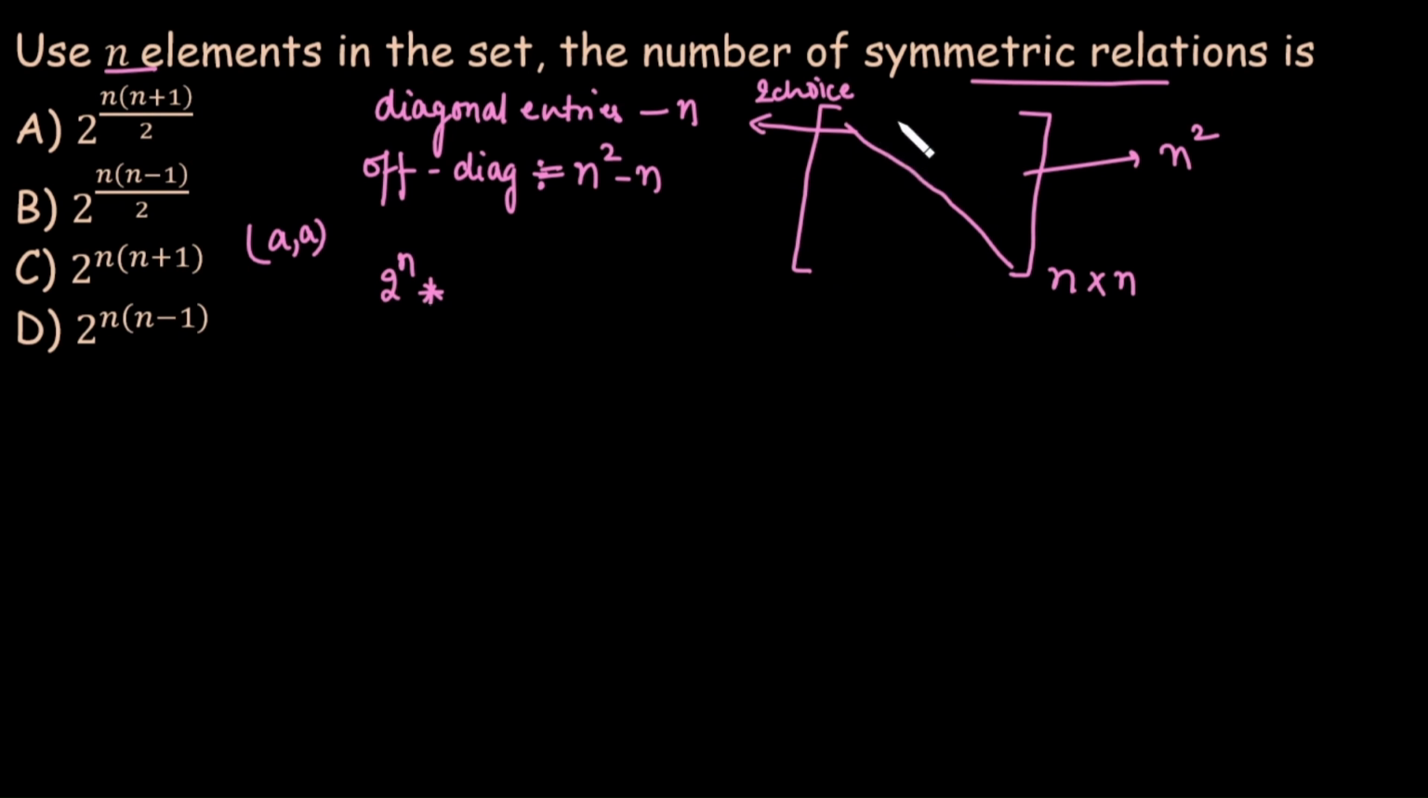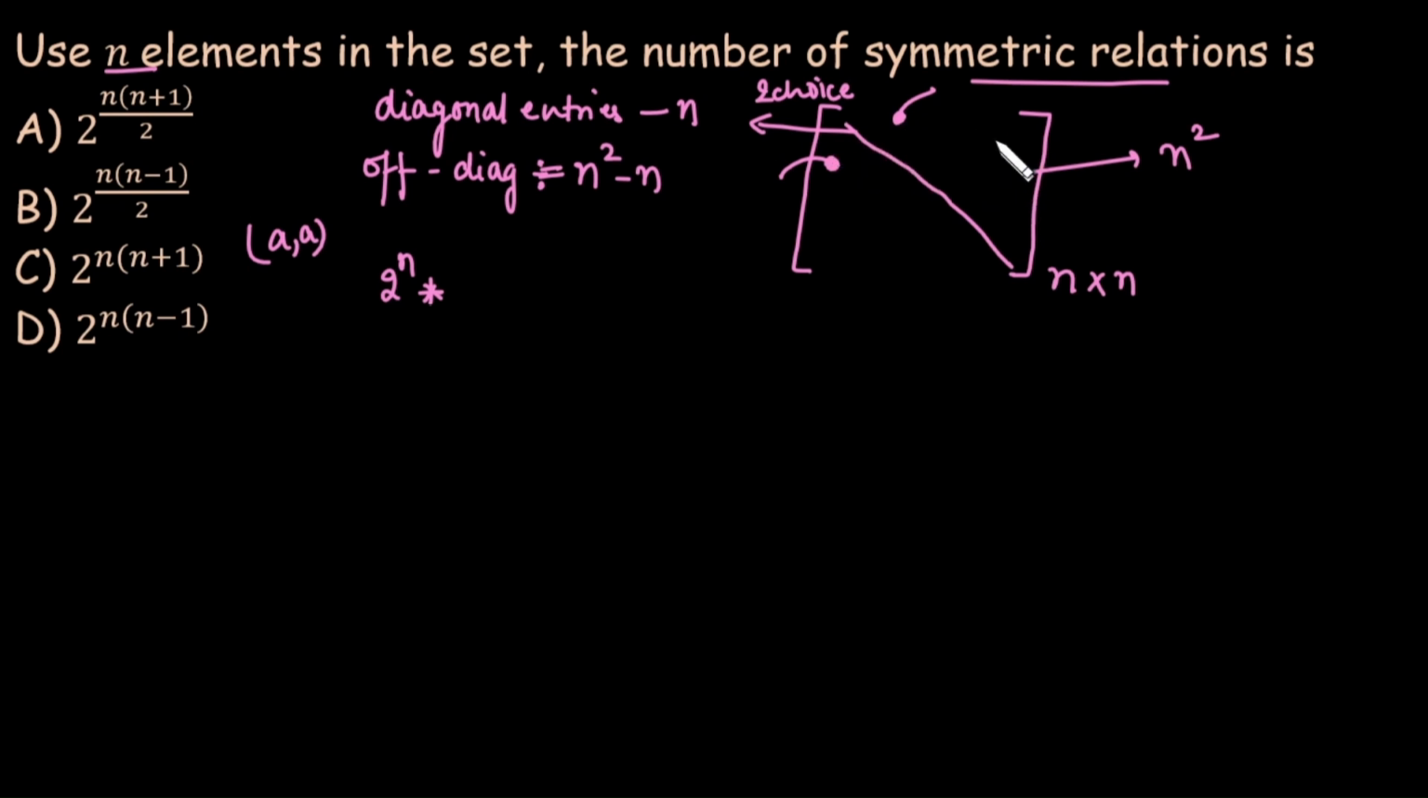Now think, if this entry is a part of the relation, its reverse entry must be there. And if it is not there, then the reverse should not be there. It means whenever we are working with an entry above the diagonal, we have already dealt with the corresponding lower diagonal entry. It means at a time we are working with both of the entries. If it is there, it should be there. If it is not there, it should not be there.